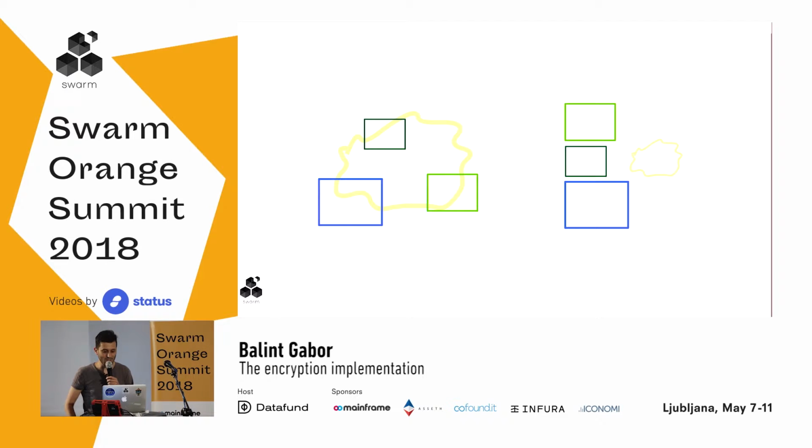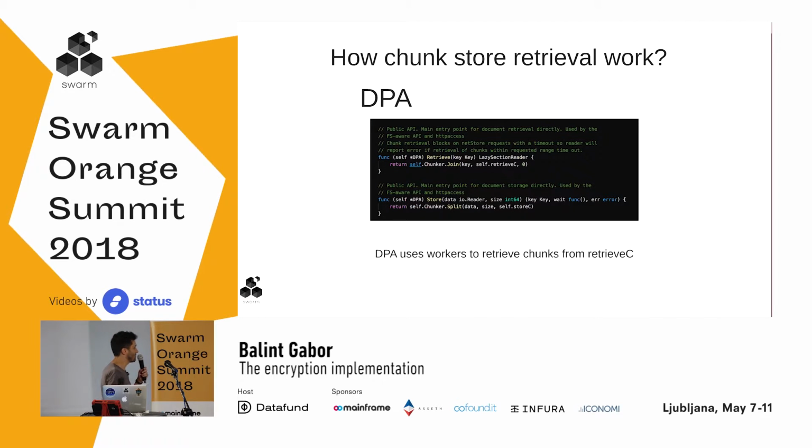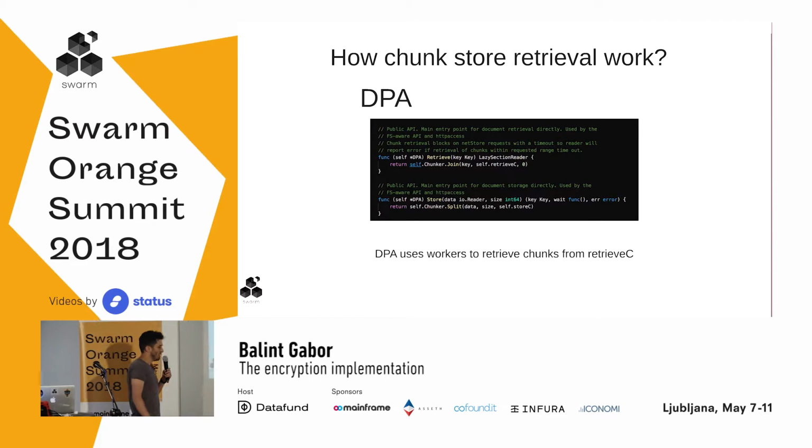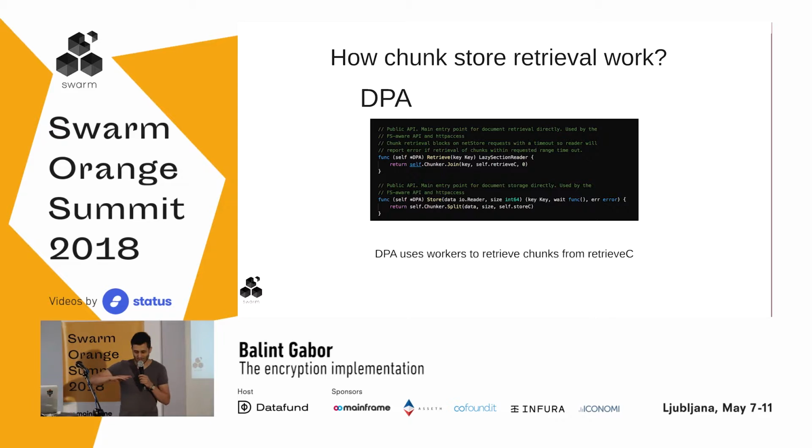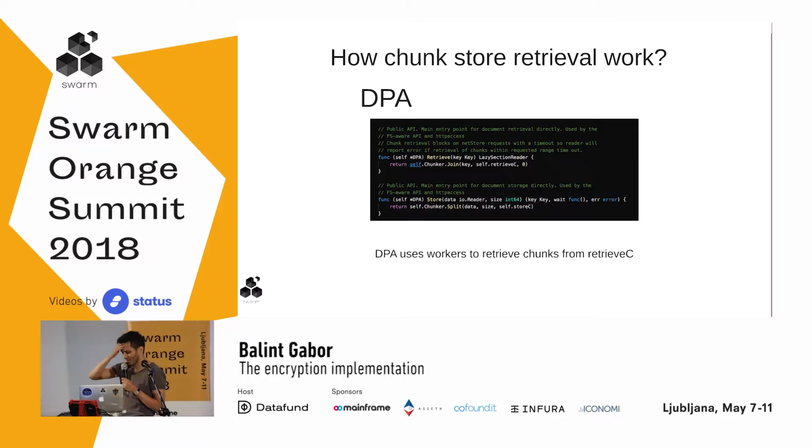So basically this was the strategy that I tried to follow when I added encryption to Swarm, and why it was hard. To explain this, I have to talk a little bit about the Swarm code. So how does chunk retrieval work in Swarm? Well, there are all these outer layers which are actually not complex, and I don't really want to talk about them.